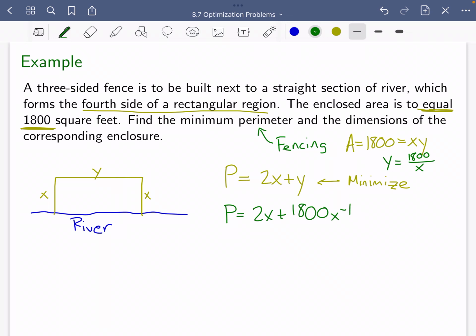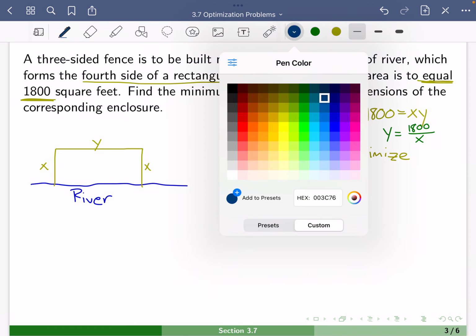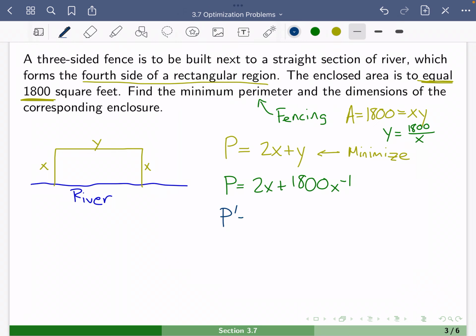And then what are we going to do with this primary equation now? Well, we want to optimize it. We want to find the maximum or minimum. So we're going to try to find critical values. To find critical values, we need to take a derivative. So we'll take our derivative. Our derivative here, p prime, is going to be 2 minus 1,800 x to the negative 2.